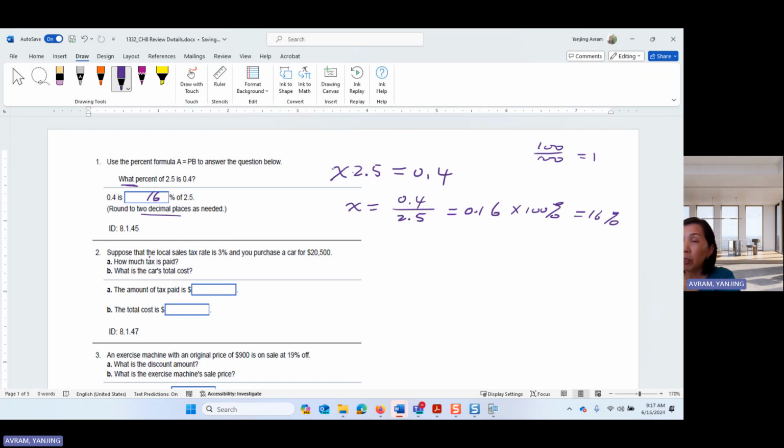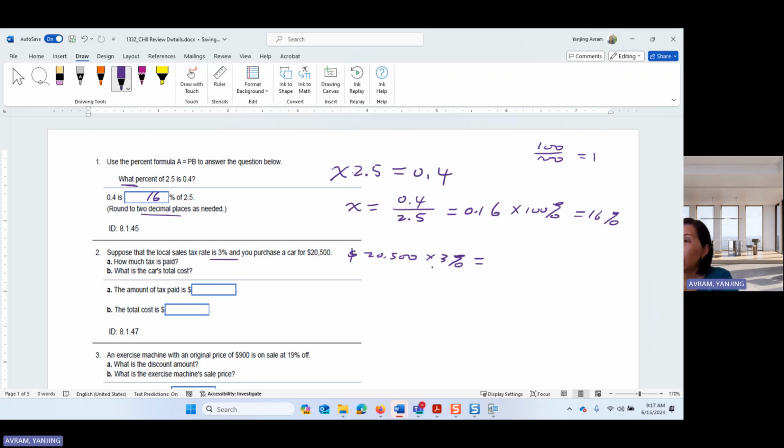The second one: suppose that the local sales tax rate is 3% and you purchase a car for $20,500. How much tax is paid and what is the total car cost? Okay, so first, how much is the tax paid? The price is 20,500, right? And then the local tax rate is 3%. So you multiply by 3%. That is your tax paid.